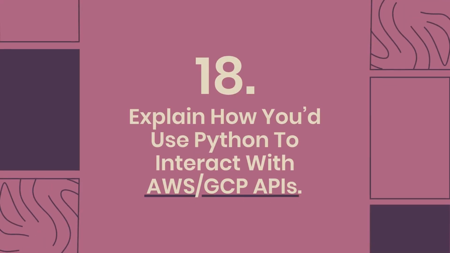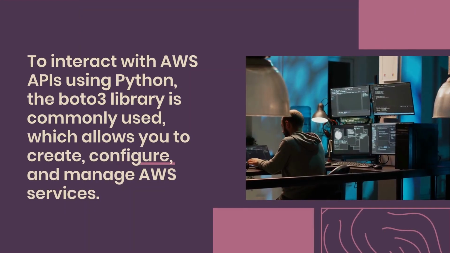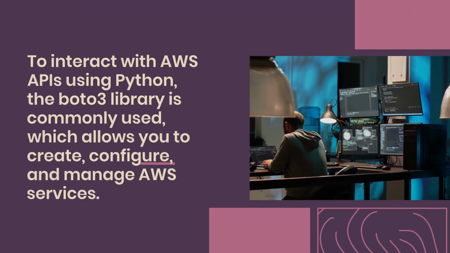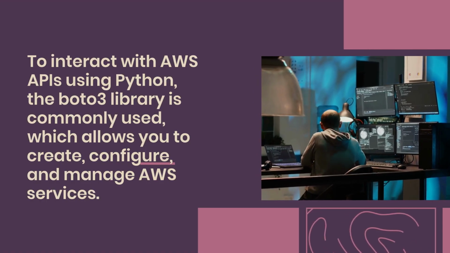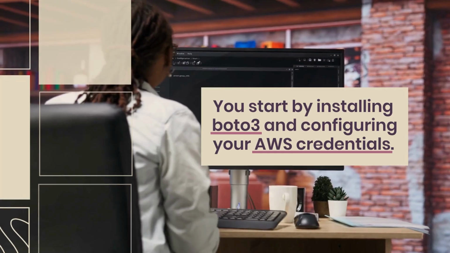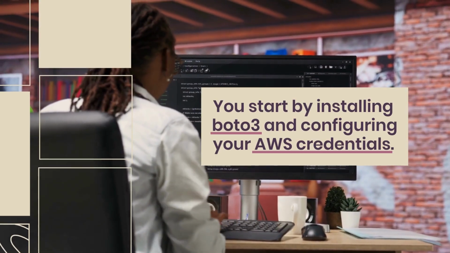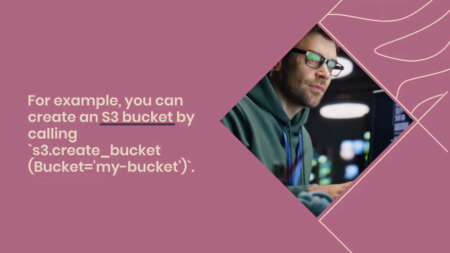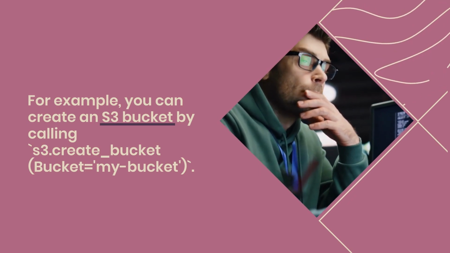18. Explain how you'd use Python to interact with AWS, GCP APIs. To interact with AWS APIs using Python, the Boto3 library is commonly used, which allows you to create, configure, and manage AWS services. You start by installing Boto3 and configuring your AWS credentials. For example, you can create an S3 bucket by calling s3.create_bucket(Bucket='my-bucket').